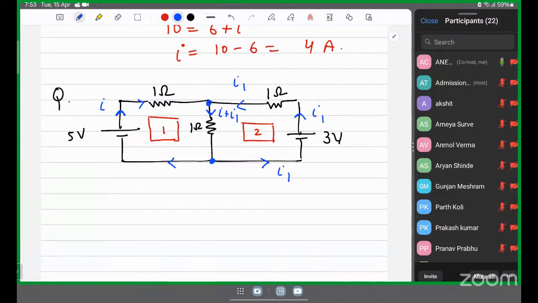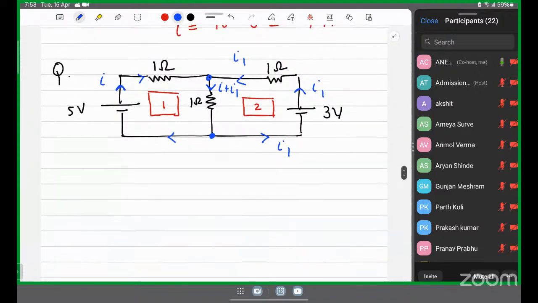Understood? Now, second step is we will take the conventional direction of current in the loop. This may be any direction, clockwise or anti-clockwise, it doesn't matter. So let's say this is my conventional direction of current. Now using KCL 2, I have to simplify the question and I will find out the value of I and I1.